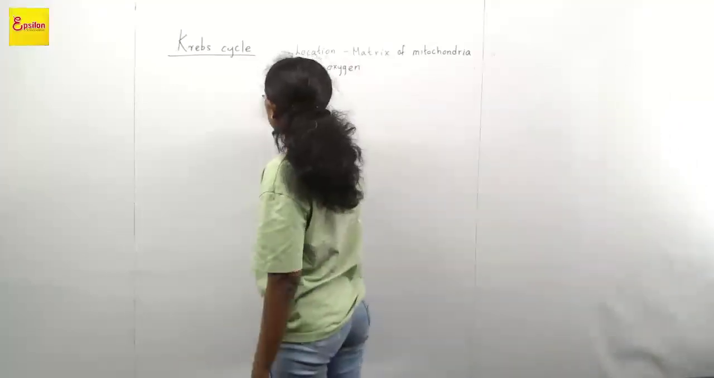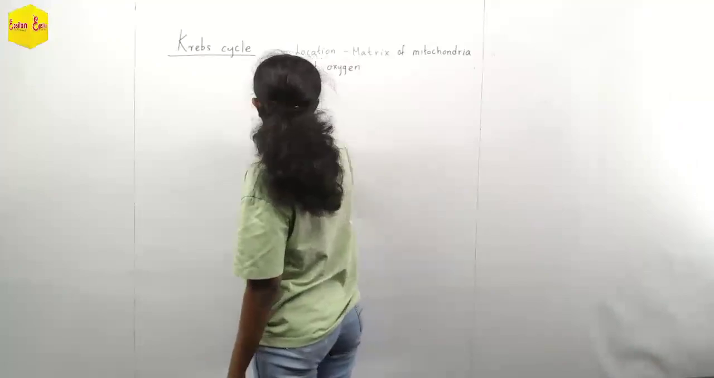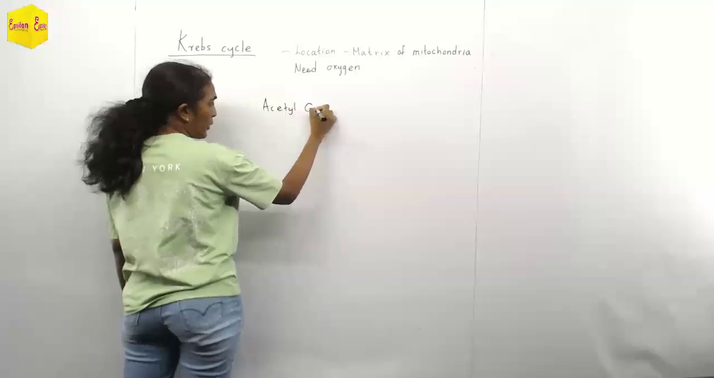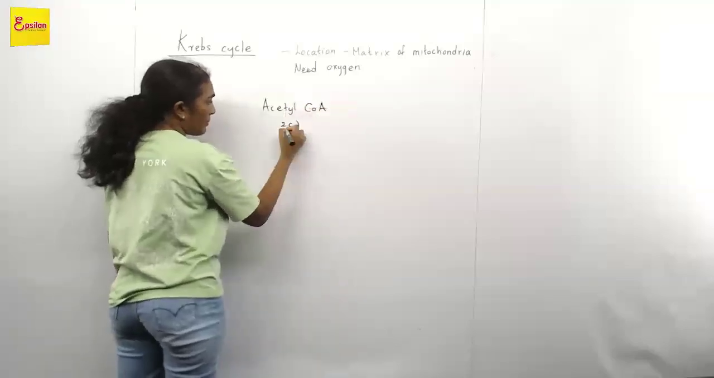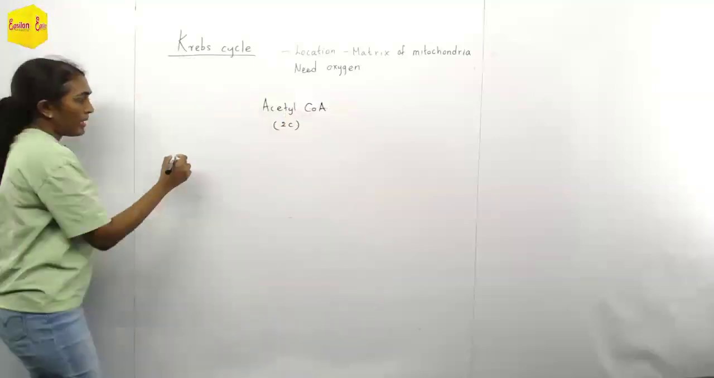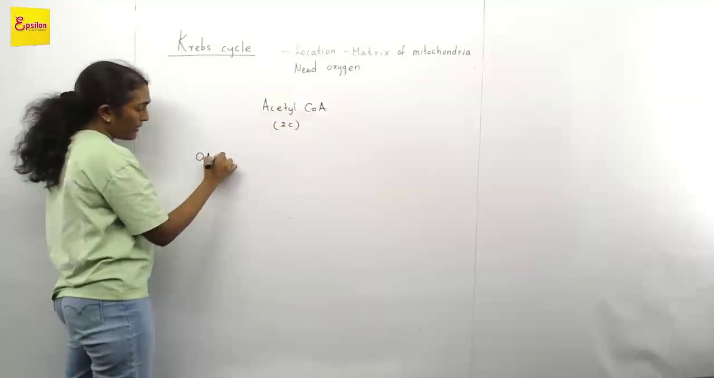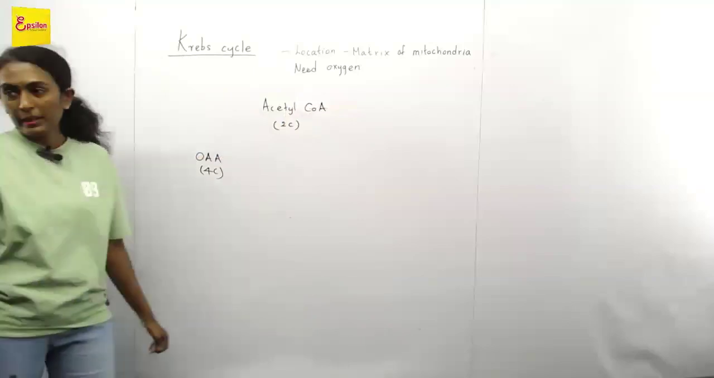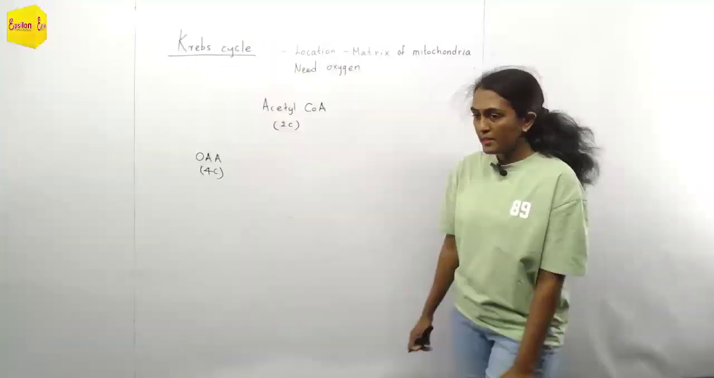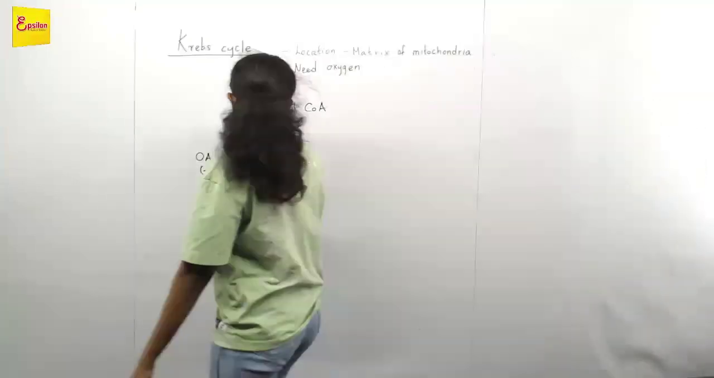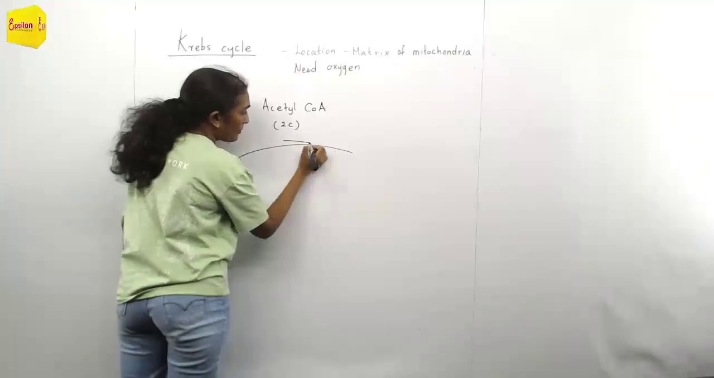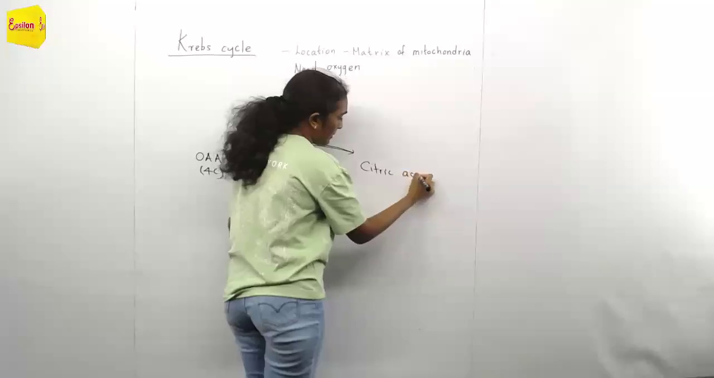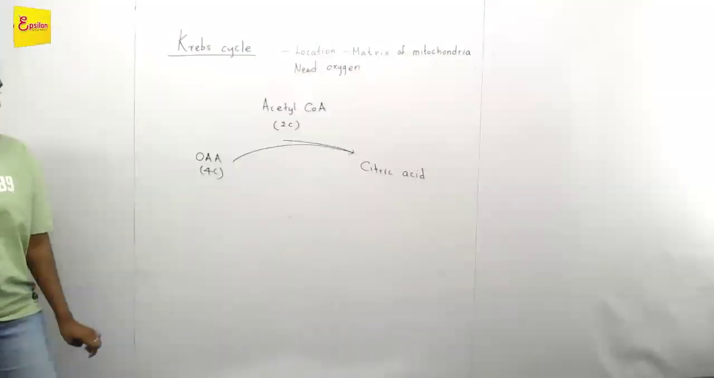Right, so here, now we have acetyl coenzyme A. How many carbons? The 2-carbon compound. Acetyl coenzyme A combines with oxaloacetic acid, which is a 4-carbon compound. We know about oxaloacetate. Where did we meet oxaloacetate? In photosynthesis, C4 photosynthesis, right? So here, these two are combined to form citric acid. How many carbons should be there? A 6-carbon compound.